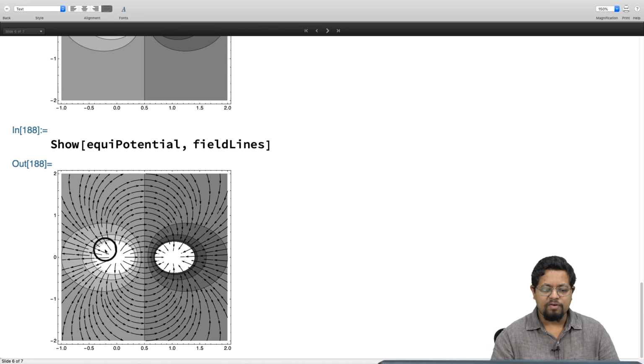You can verify that equipotential contours are perpendicular to the electric field lines at all points. For example, for this contour, you see the electric field lines cross this contour at 90-degree angles, and similarly on this side. This is what we have learned in electromagnetism, that the equipotential lines are always perpendicular to the electric fields, and here by visual aid we can verify this directly.